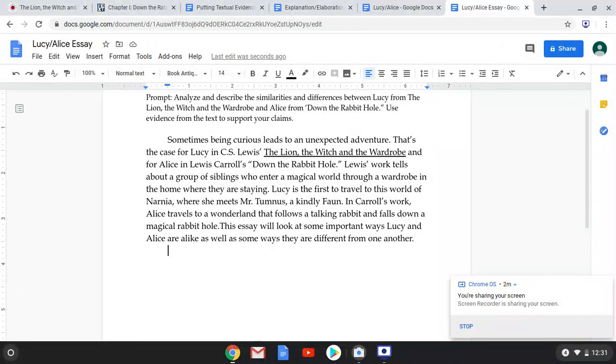So, Lucy and Alice, despite being in two different stories, share several traits in common.